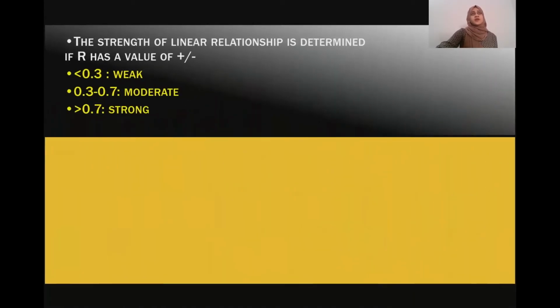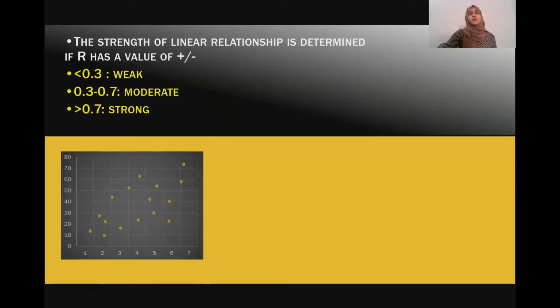Let's talk about strength. The strength of a linear relationship is determined by the R value. If R has a positive or negative value of less than 0.3, that means it's weak. Within the 0.3 to 0.7 range, that means there's a moderate relationship, and more than 0.7 would mean that there's a strong correlation. So here's an example.